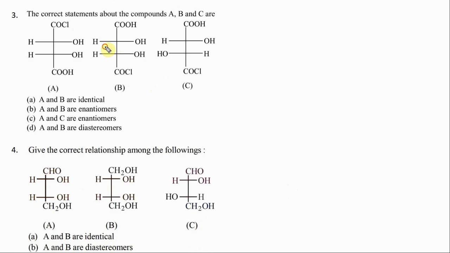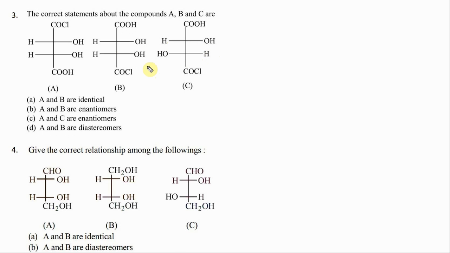See, this has OH and OH on the same side. This has OH and OH on the opposite side. So these two cannot be enantiomers. B and C cannot be enantiomers. So what can B and C be? B and C are diastereomers.